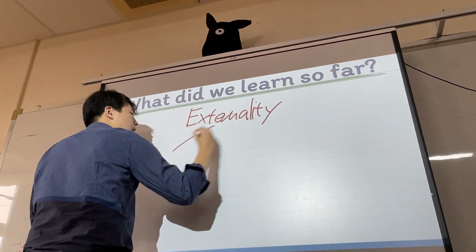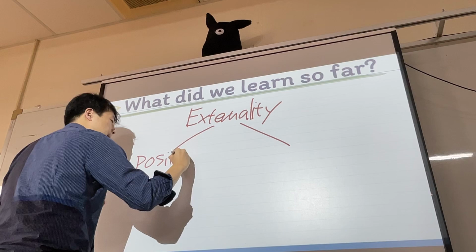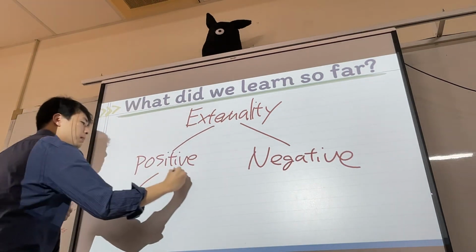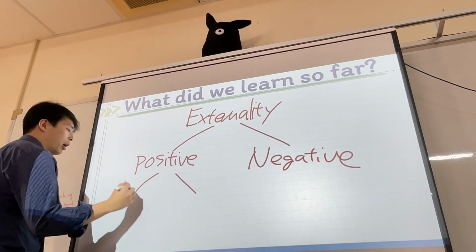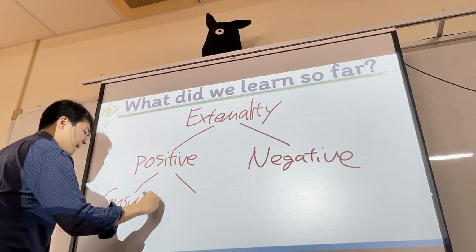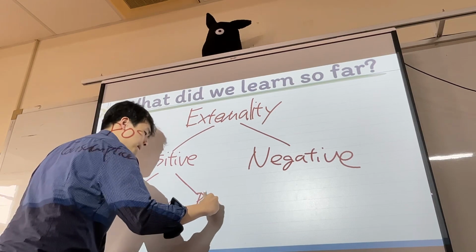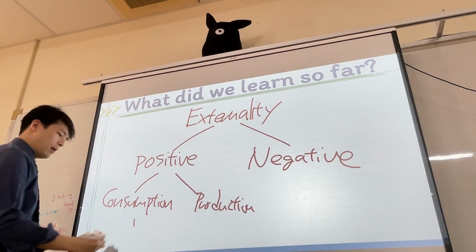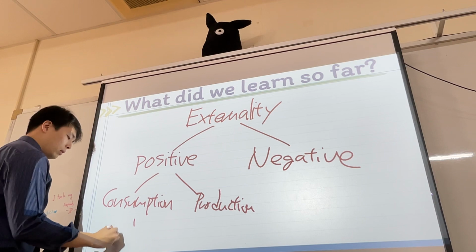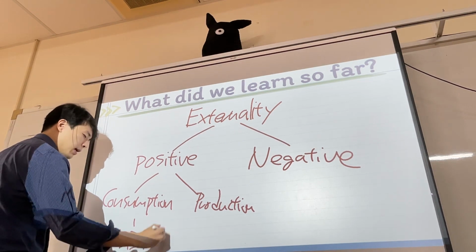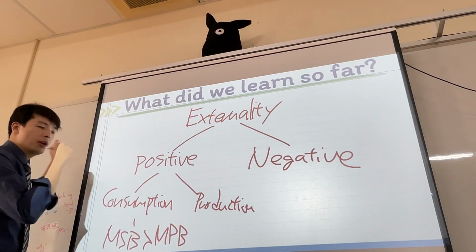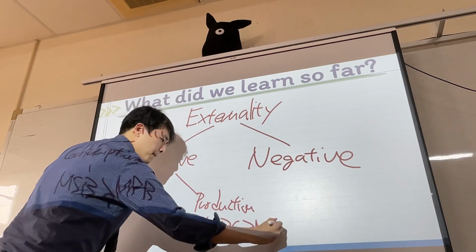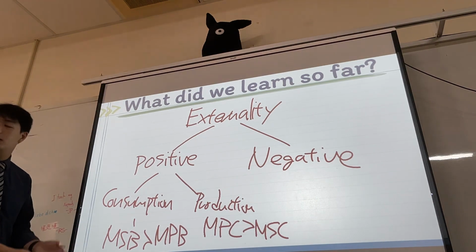Externality you can separate into positive and then negative. Now, positive can also be separated into what and what? Consumption and then production. What is the formula for consumption? MPB. Good. Production. Okay, this is from yesterday.